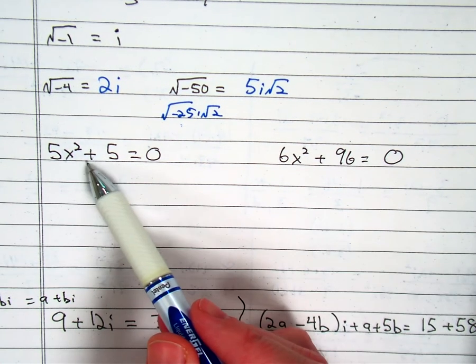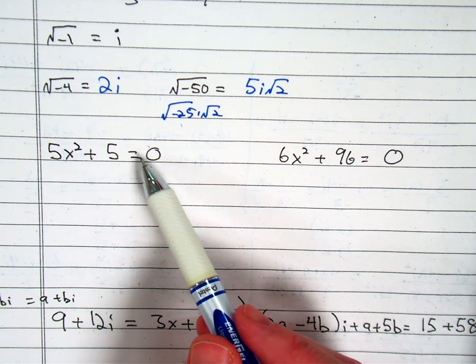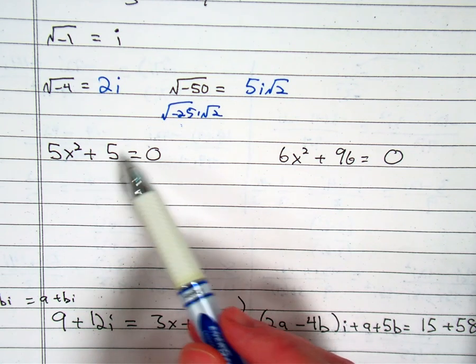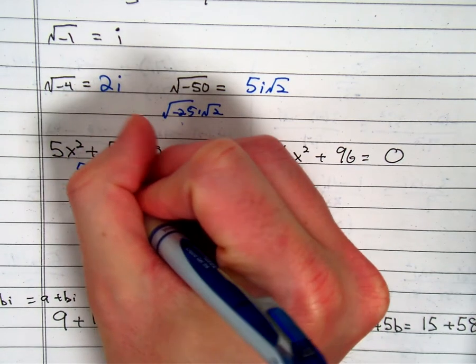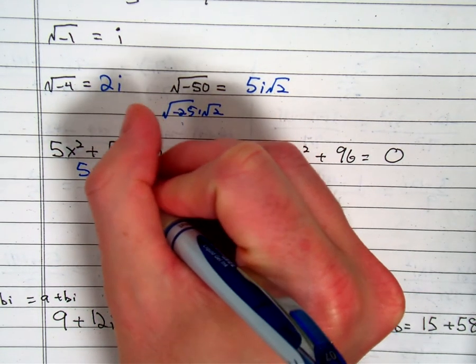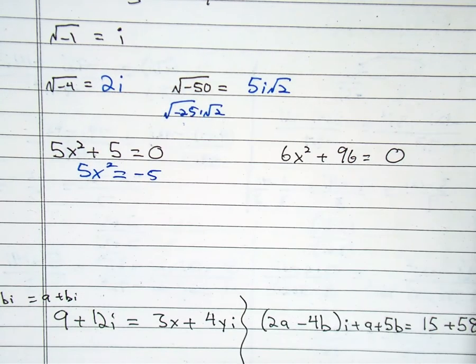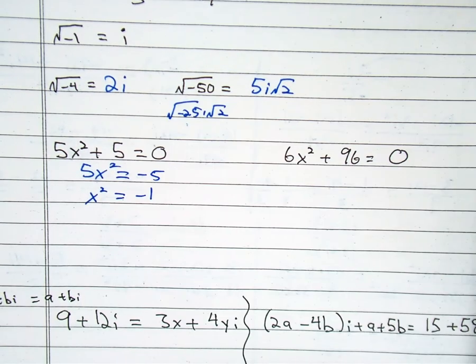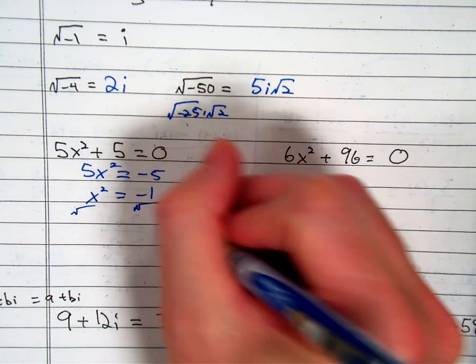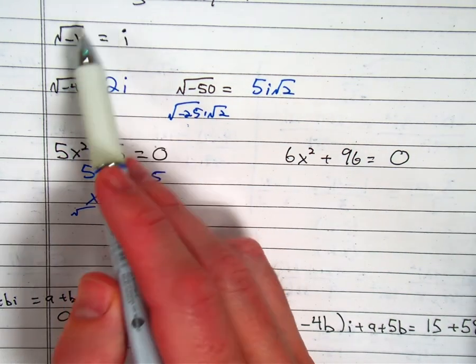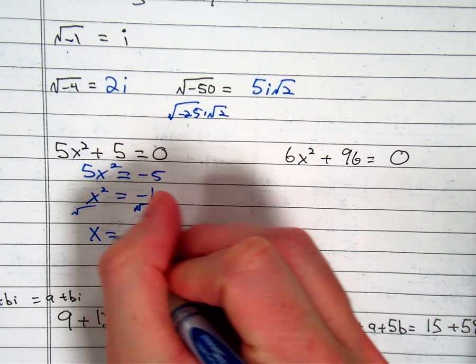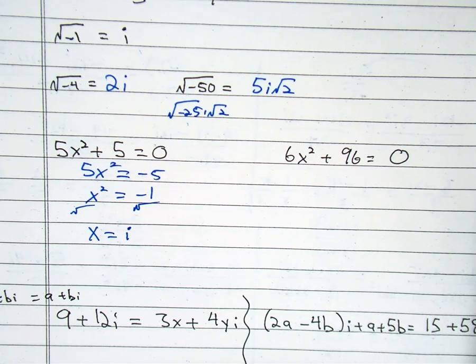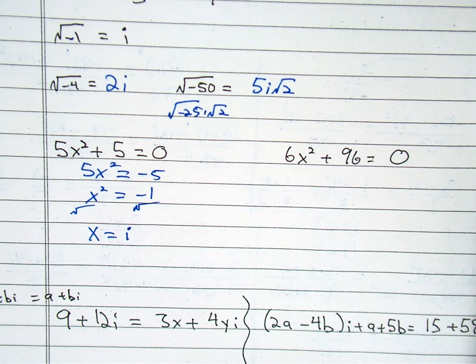All right, so 5x squared plus 5 equals 0. We could subtract the 5 over, and then we could divide by 5. And here we are with x squared equals negative 1. We square root both sides, and we know what the square root of negative 1 is now. It's i. So let's have you give that other one a shot over there. 6x squared plus 96 equals 0. Push pause on the video and give that one a shot.